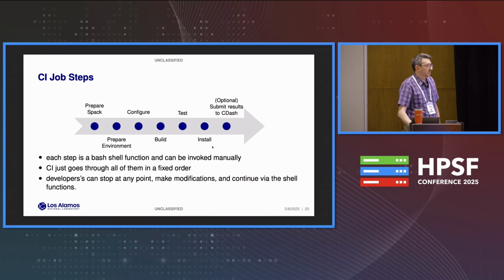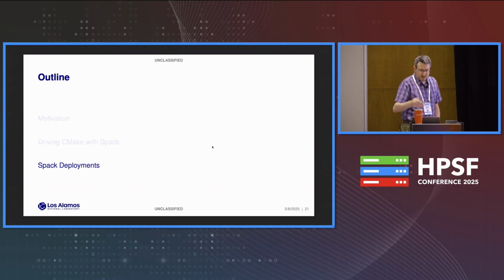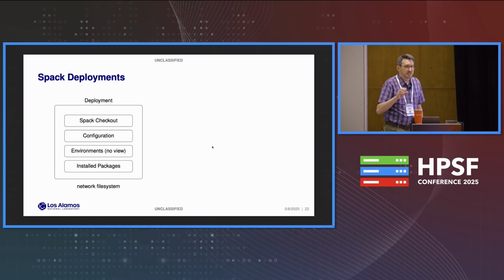Okay, so what we haven't talked about so far is these first two steps, how to make that efficient for CI. So that's getting Spack and the environments. This is where we now jump into Spack deployments. For me, a Spack deployment is not just a particular checkout of Spack, but also the configuration for your particular site, your cluster, and maybe particular settings for your project. I have a CI pipeline that creates these deployments for every single cluster that we care about, and it builds out the environments for all the different configurations that we have for one or however many codes you support.